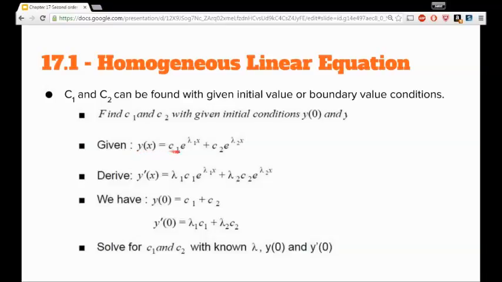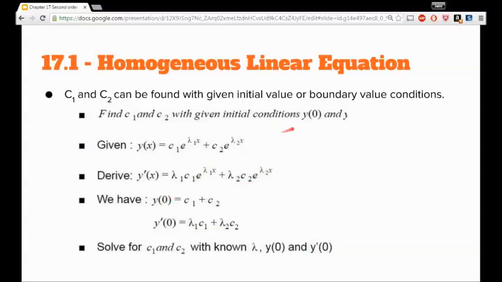We were given an equation, as you can see, with lambda 1 and lambda 2, which means this is case 1 where b squared minus 4ac is greater than 0. So we have two different solutions for lambda. And we will differentiate the equation. We get lambda 1 c1 e to the power of lambda 1 x plus lambda 2 c2 e to the power of lambda 2 x.